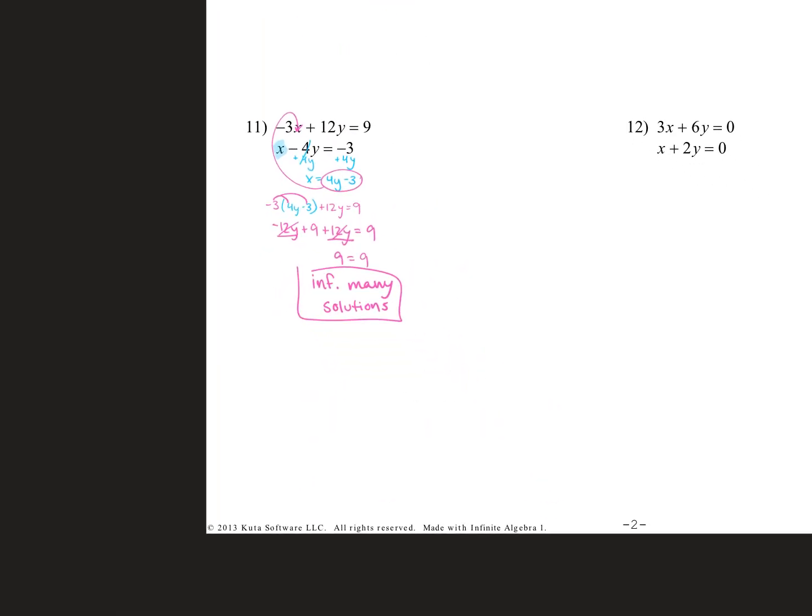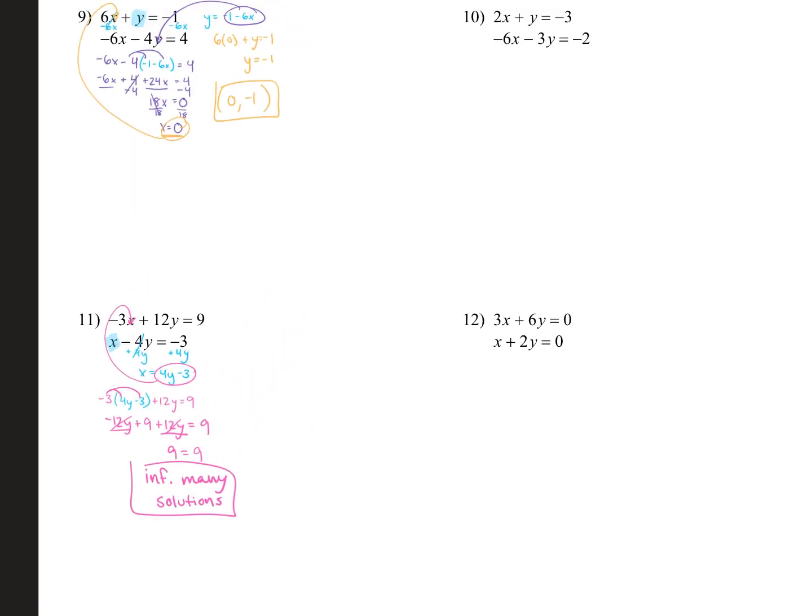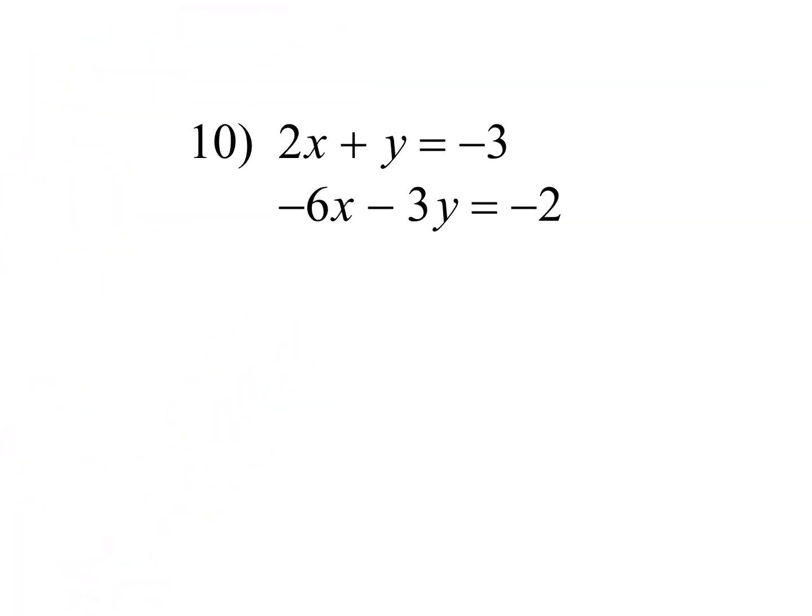Do we feel good with substitution, or do you want to see any other ones on this page? 10? Let's do 10. All right, so here, do we want to make it x equals or y equals? My suggestion would be to look for the variable that doesn't have a number in front. Which one doesn't have a number in front? The y. So we want to make it y equals. So I'm going to move the 2x to the other side. We subtract 2x, so y is equal to negative 3 minus 2x.